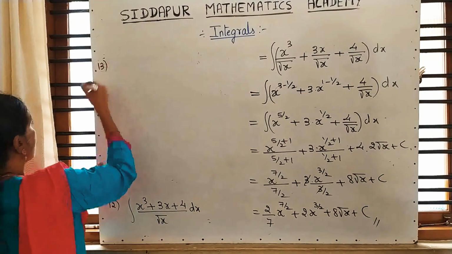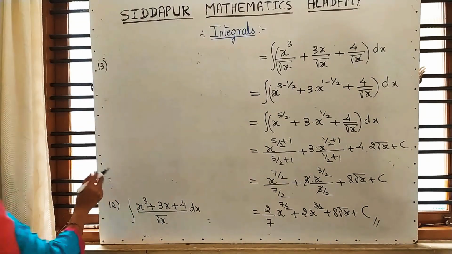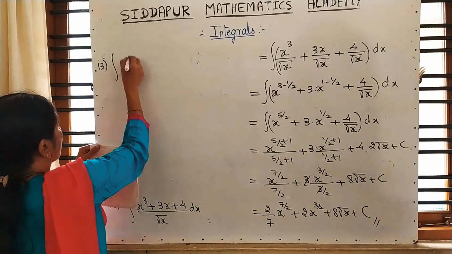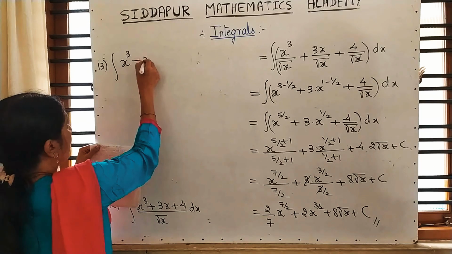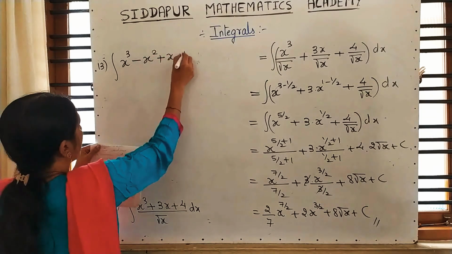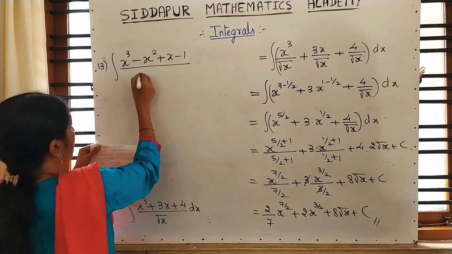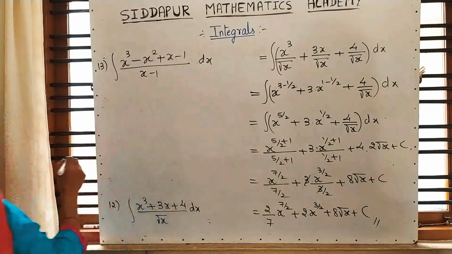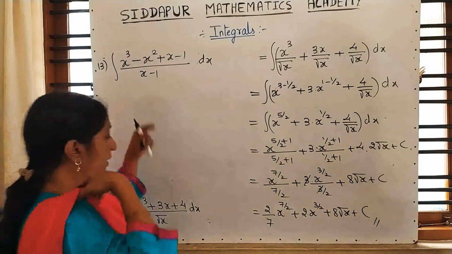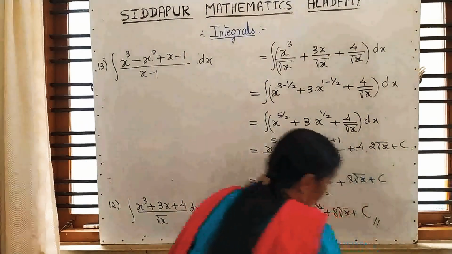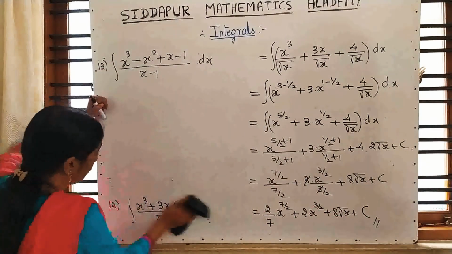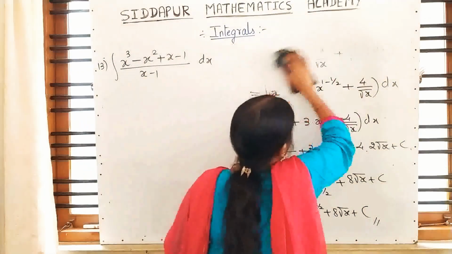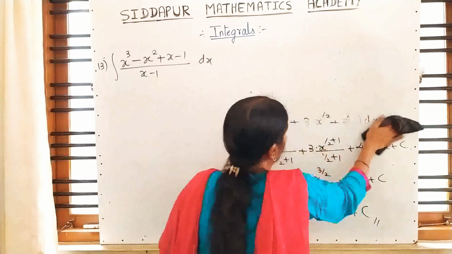Question number 13. X cube minus x square plus x minus 1 divided by x minus 1. See, if you are thorough in the fractions, you know that it is an improper fraction, because the highest power of x in the numerator is 3, in the denominator is 1. So you can apply division and you can convert.